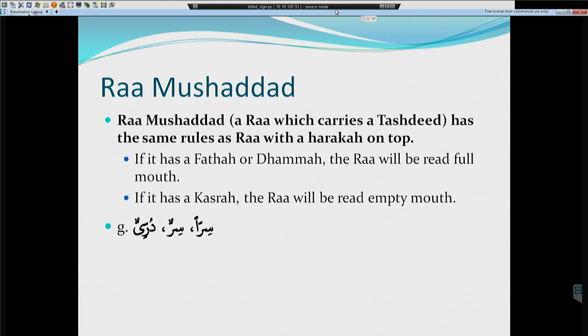On the other side, mustafila letters. These are the letters that we always read empty mouth. But they have 3 exceptions. What are the 3 letters? Alif, Lam, and Ra. Lam is very specific to which word? Allah. If there's a fatha or dhamma before the word Allah, it will be read full mouth. If there's a kasra before the word Allah, it will be read empty mouth. Alif, same thing. If before Alif is a letter with a fatha or dhamma on top, it will be read full mouth. If before Alif there's a letter with a kasra, it will be read empty mouth. Now we just went over the 3 scenarios with Ra, and then Ra mushaddad as well.